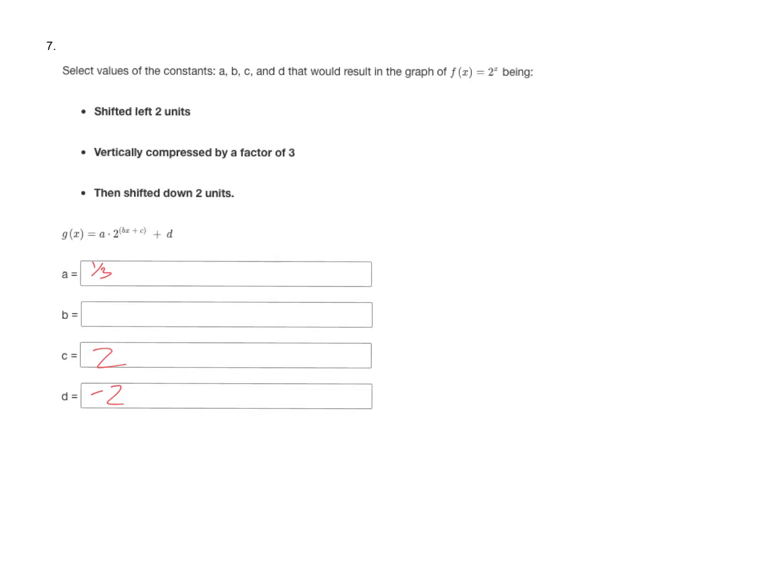Sneaky one here. They didn't say anything about a horizontal stretch or compression, about b. So should I leave it blank? Should I make it 0? What should I do? Well, if I don't want to stretch, then what should I multiply by? I should multiply by 1. If I multiply by 0, then you've just changed this whole thing to be 0. Now it's a constant. You've gotten rid of your variable there. So we certainly don't want that.